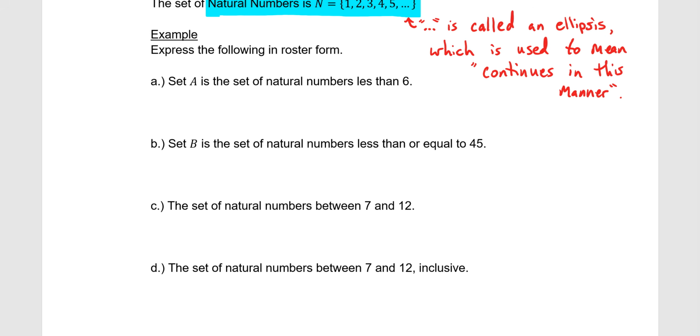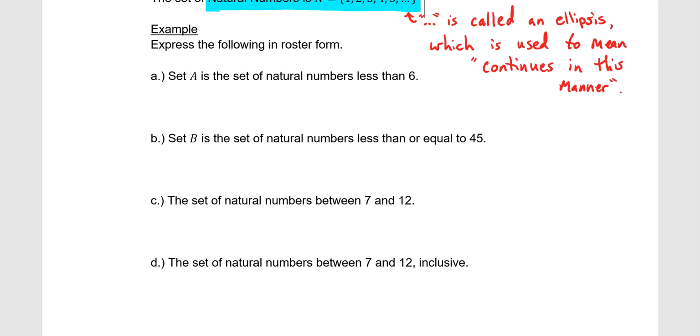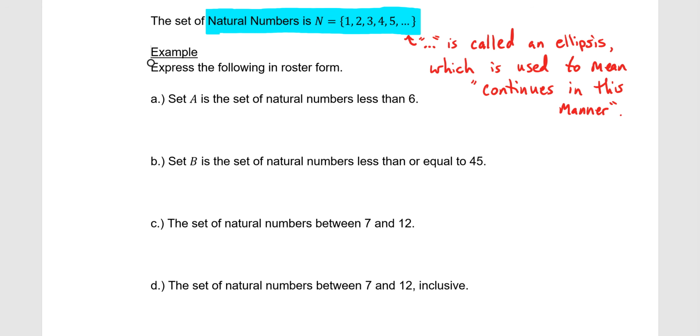Express the following in roster form. Let's suppose we have set A is the set of natural numbers less than 6. So set A is going to equal the set, squiggly bracket or the brace, everything less than 6, that's going to be 1, 2, 3, 4, and 5. And we don't put the ellipsis here because we just wanted everything less than 6. We knew to start at 1 because that's where the natural numbers start.